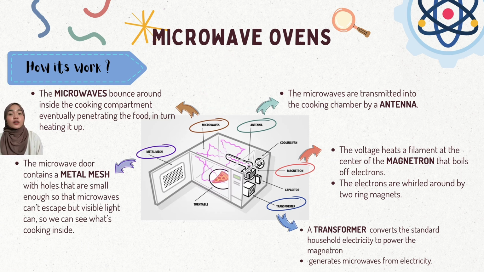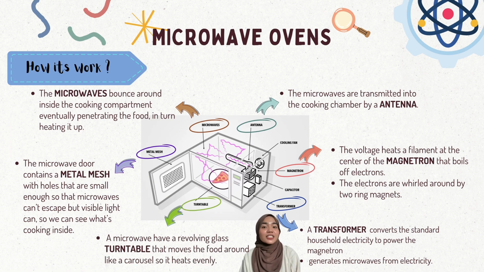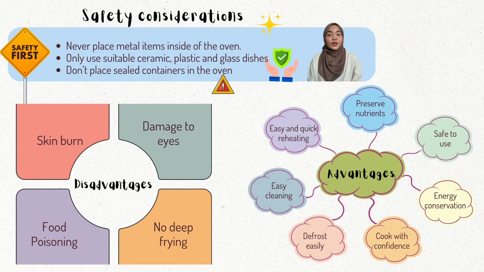The microwave oven also contains a metal mesh with holes small enough to make sure the microwaves cannot escape, but the visible light can, so we can see what is cooking inside. Lastly, the microwave also has a revolving glass turntable that moves like a carousel, and it will heat the food evenly. However, we know that the microwave oven has its own safety considerations, disadvantages and advantages.